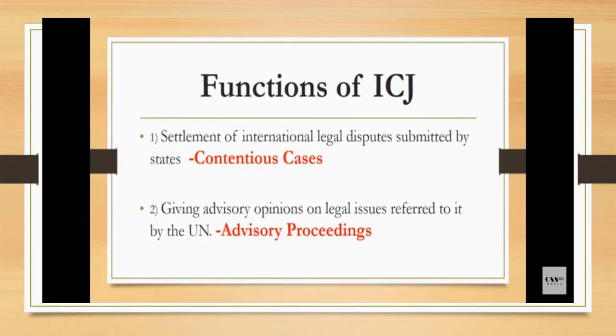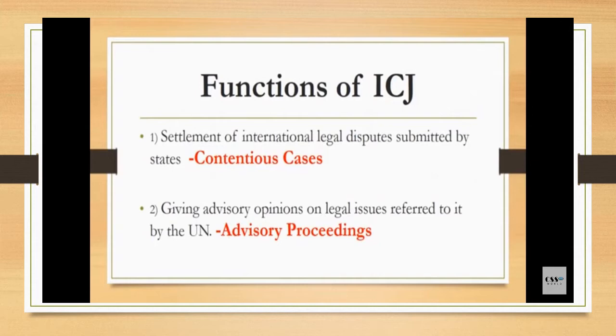Then, functions of the International Court of Justice. The main function of the International Court of Justice is the settlement of international legal disputes submitted by the states. If there is some sort of legal issue between two states, then one of the states will submit its case to the International Court of Justice, and then it is the responsibility of the International Court of Justice to resolve the issue, or we can say the matter.